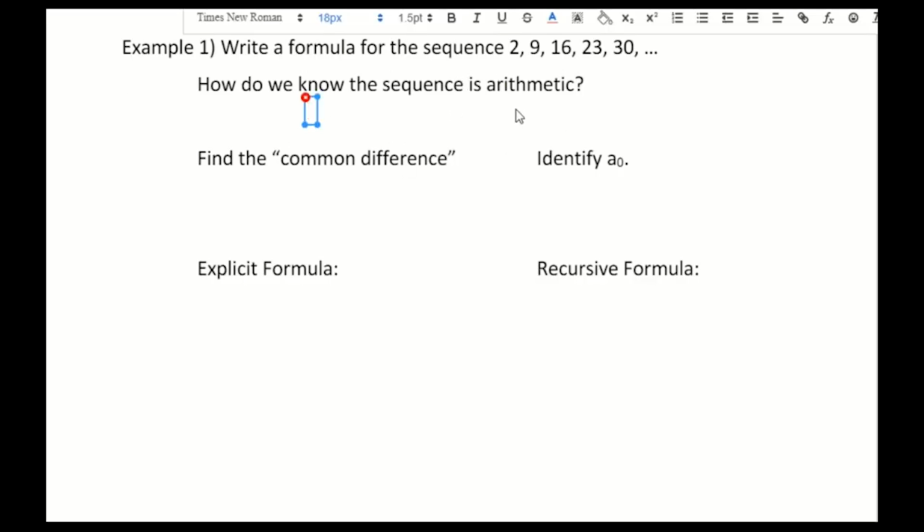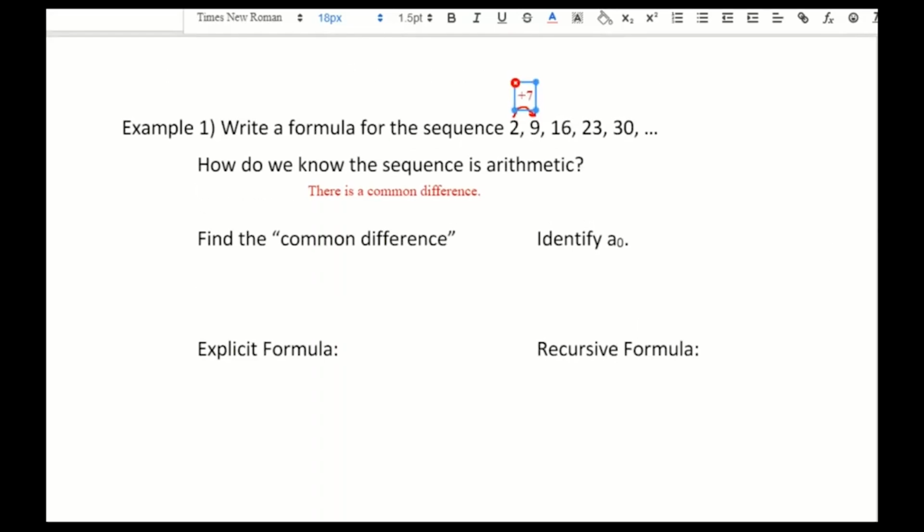Well, we have a common difference. There is a common difference. And what is that common difference? How do we know there's a common difference? Well, if I subtract each term by the previous term, I will get the common difference. And if it's the same every time, then I know that it's arithmetic. So the common difference here, let's see, from 2 to 9, I have to add 7.